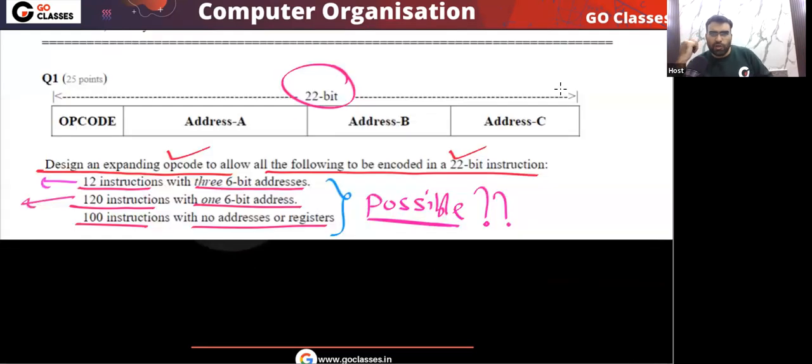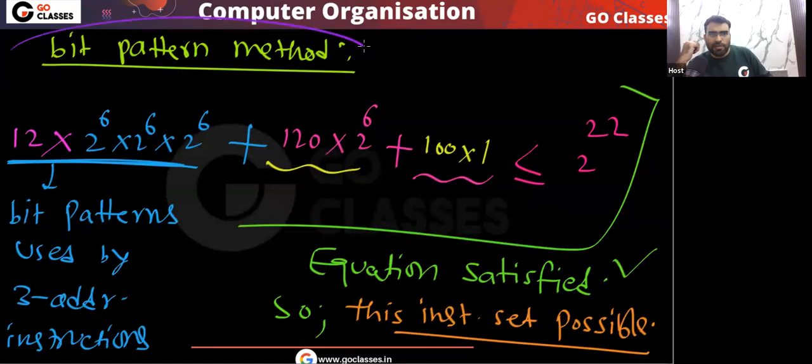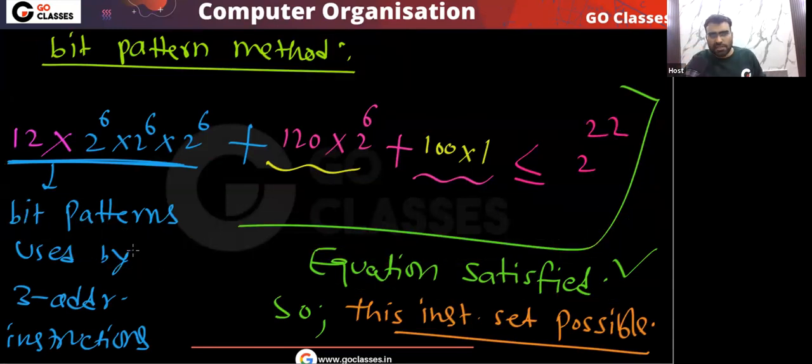For the GATE exam, what will you do? If this question comes in the GATE exam, just apply the bit pattern method. That is very easy, very quick. You can solve the question within 1 minute, within 30 seconds. So just apply that bit pattern method.